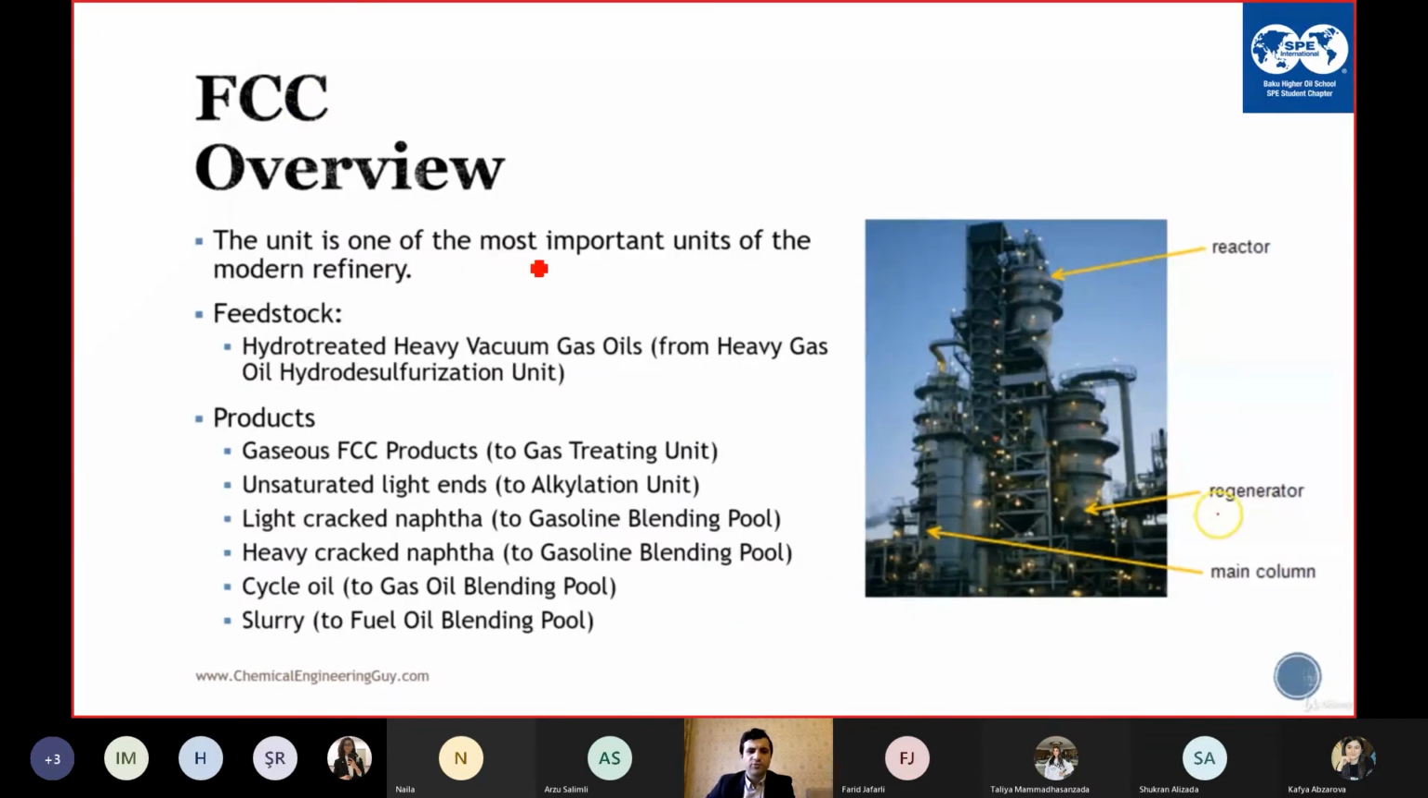So the FCC unit is one of the most important units of the modern refinery. Why? Because it produces the gasoline, and this adds the essential value to the refinery. Feedstock and products, we talked about this one, and here you can see that the reactor, the tallest one, is the reactor, and you have the regenerator here, and you have the main column, stabilizing column.